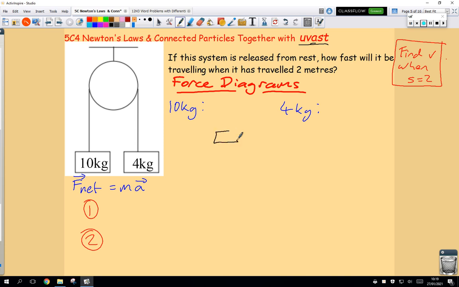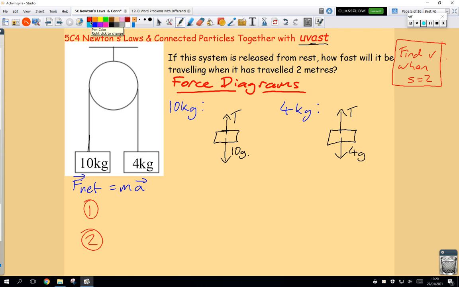For the 10 kilogram mass, again, the picture doesn't have to be perfect. The first force at work on the mass is the force on the mass by gravity. That's called the weight of the object, which is always mass times little g. In this case, it'll be 10g. The other force acting on that particle is the force on the particle by the string, pulling upwards. That force is called the tension force. Looking at the 4 kilogram particle, the force on it by gravity is the weight, which is always mass times little g, and then the force on the particle by the string is called the tension.